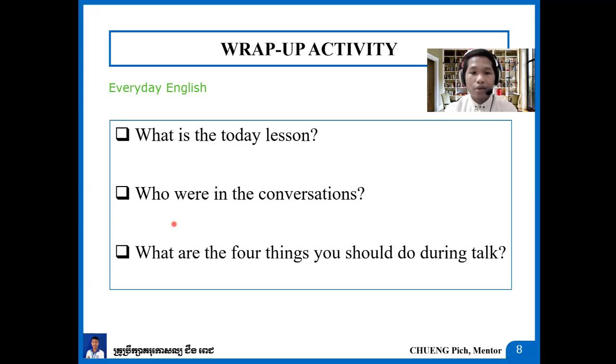And what are the 4 things you should do during the talk or during conversation when you communicate with other people? This is the core lesson that you should learn, remember and practice when you are speaking and communicating with other people. The first one, ask questions about what you are talking about in the conversation. Ask the question. 1, express your interest. 2, add comments to what your partner says, and don't just answer yes or no.